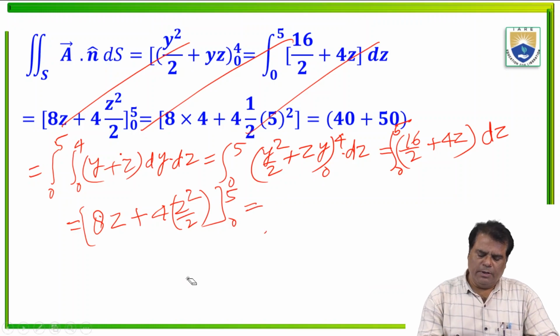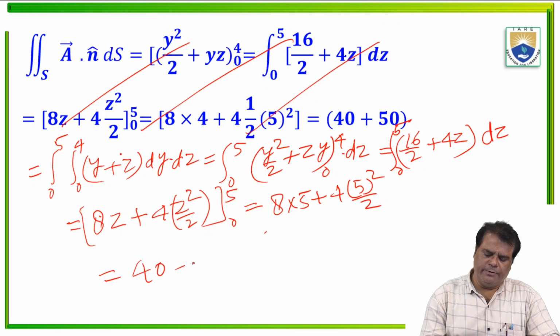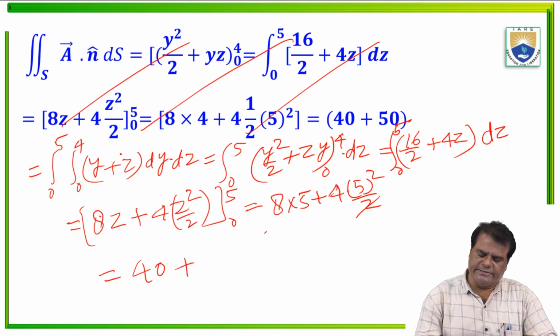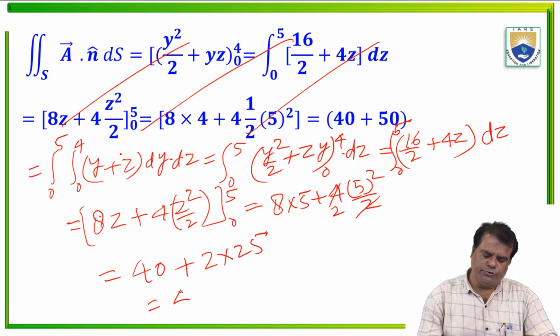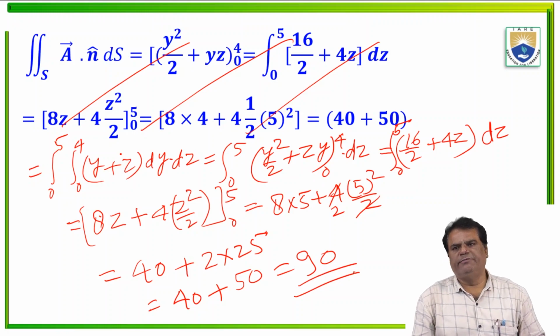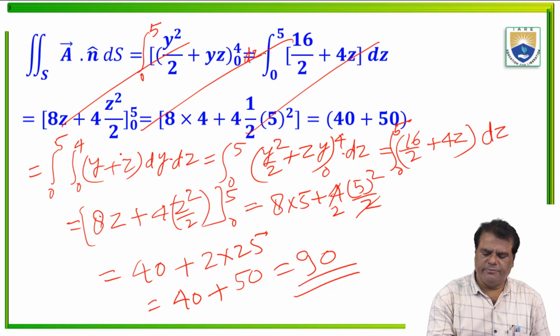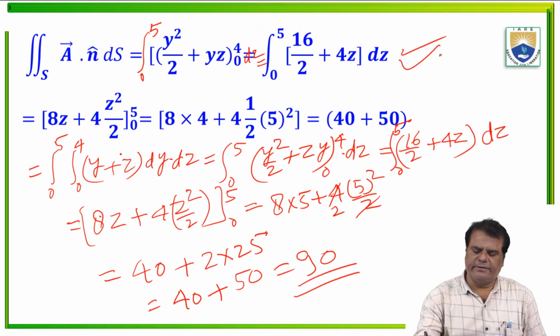So here 8 into 5 plus 4 into 5 square by 2. So here 40, and here 2 cancels this. So we get 2 into 25. So 40 plus 50, this equals 90. Okay. This is the value of the given integral. Here the mistake is this, integration 0 to 5 and here dz. Okay. This is the correct line.